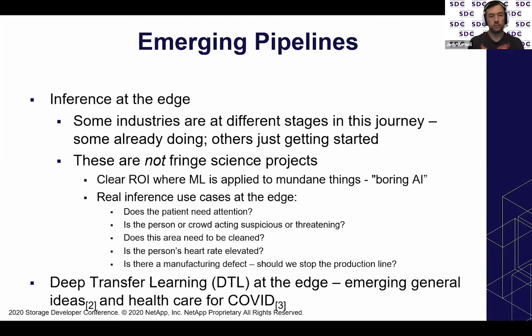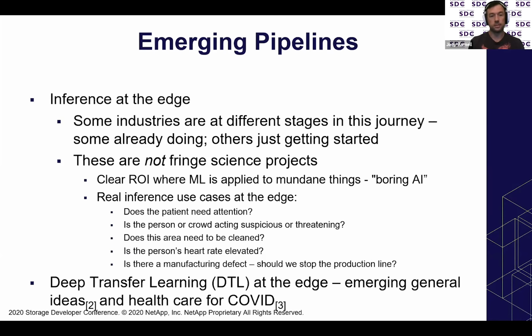So there are real inference use cases at the edge today. What are some examples? In healthcare, does the patient need attention? That's something you can answer with inference at the edge, either by monitoring sensors, wearables, or surveillance data. Is a person or a crowd acting suspicious or threatening? City-level surveillance is a problem that they need to solve.